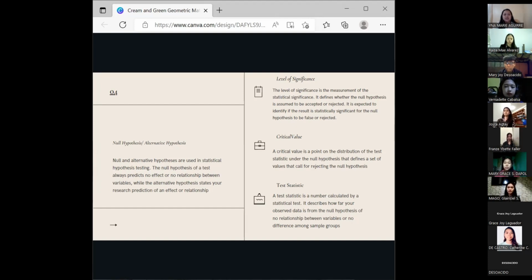Lastly, test statistics. A test statistic is a number calculated by a statistical test. It describes how far your observed data is from the null hypothesis or no relationship between variables or no difference among sample groups. Pinapakita nito kung gaano kalayo ang iyong naobserbahang data mula sa null hypothesis na walang kaugnayan sa pagitan ng mga variables.